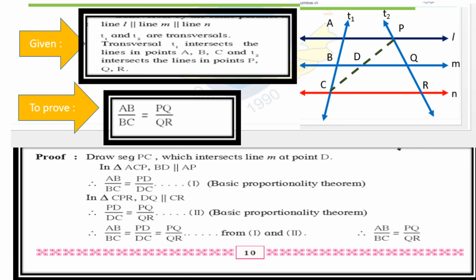We have taken two triangles where we have used the basic proportionality theorem. The first triangle is ACP, where BD is parallel to AP. So we have AB upon BC equals PD upon DC. And in triangle CPR, we know DQ is parallel to CR. Therefore, PD upon DC equals PQ upon QR. So from equations 1 and 2, we get all these three ratios equal, which gives us AB upon BC equals PQ upon QR. And that is what we had to prove.